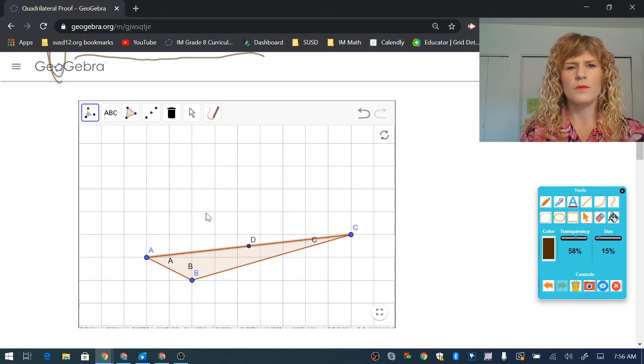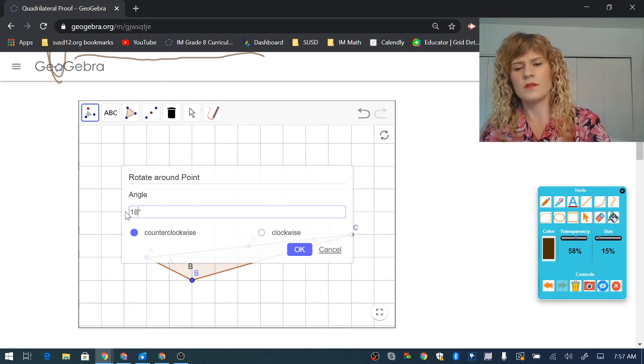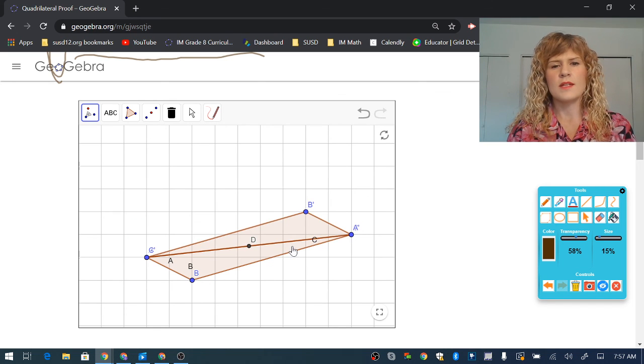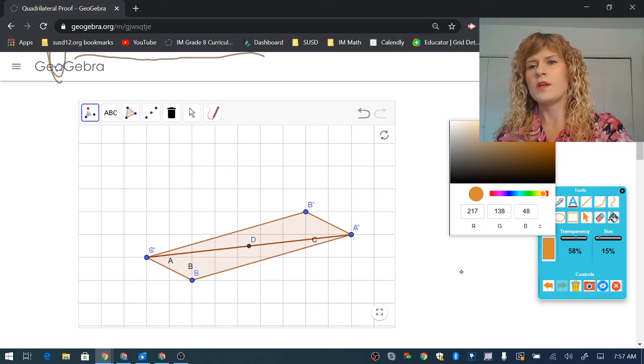Click that. Oh, I clicked the wrong thing. I'm sorry. Wait, don't click the line. Let me start again. Rotate around center. Click the polygon, then click the point and type in 180 degrees. And then ding! What do you get? This is a parallelogram. Do you remember from previous homework assignments?